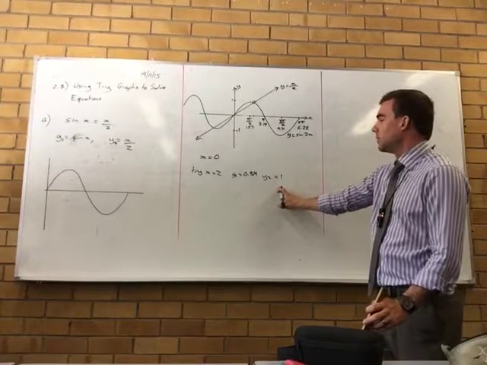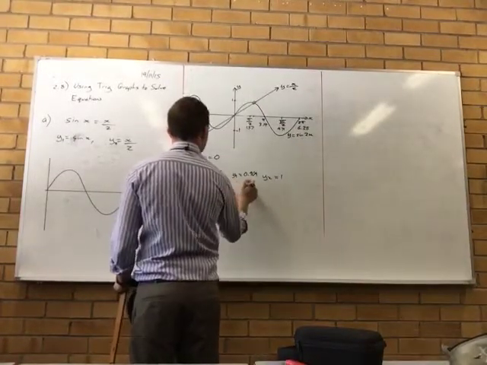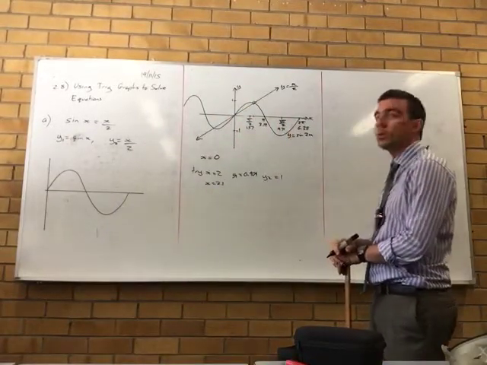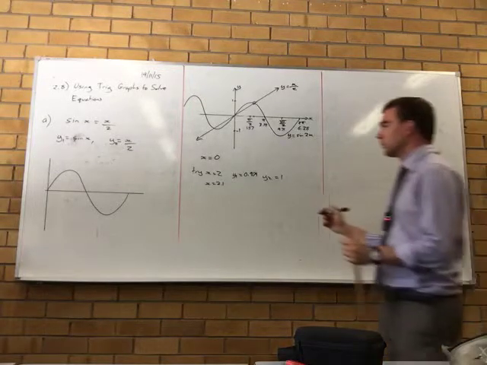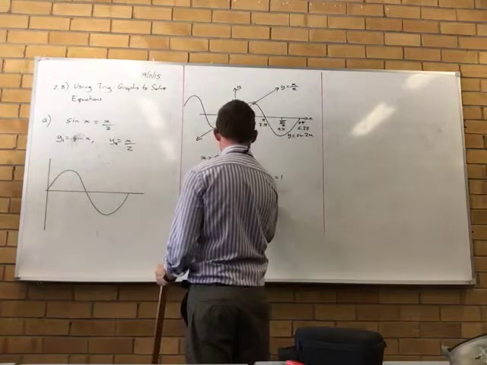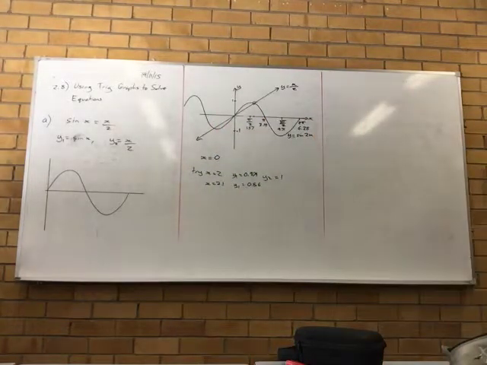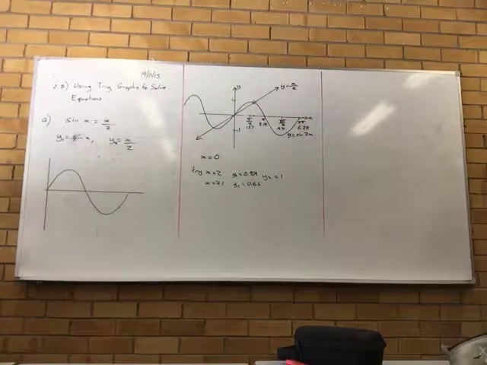So you need to fiddle around with it a bit. So x equals 2.1. What is sine of 2.1? And what is 2.1 divided by 2?